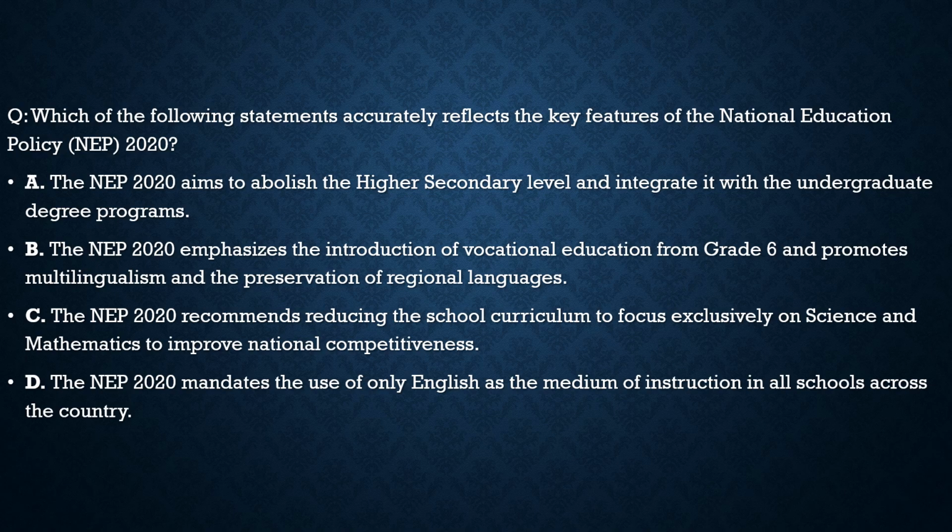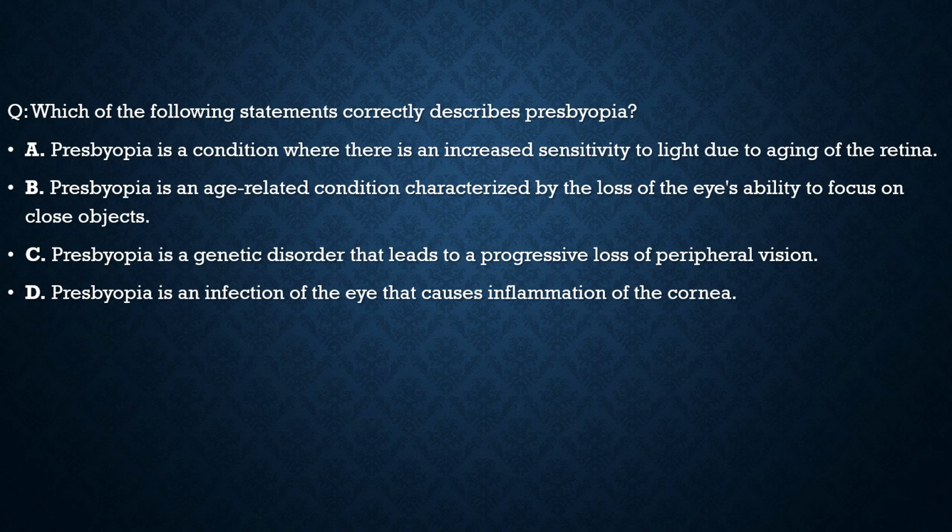Now with this, let's move to another question. It is about presbyopia. It says which of the following statements correctly describe presbyopia. Statement A. Presbyopia is a condition where there is an increased sensitivity to light due to aging of the retina. No. Statement B. Presbyopia is an age-related condition characterized by the loss of the eye's ability to focus on close objects. 100% correct. This is the accurate definition of it. So with respect to this question, the correct statement is statement B.